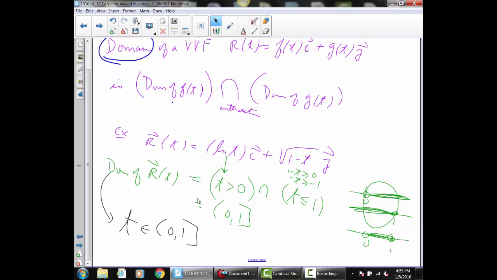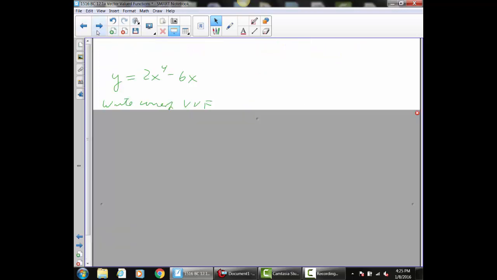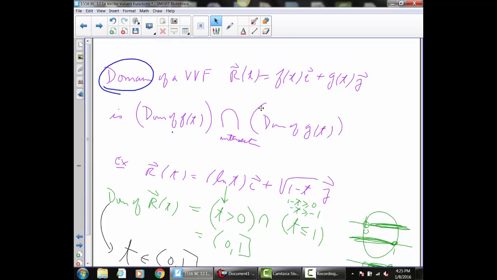The other interesting thing about the domain of the function is that it is in terms of t, no longer in terms of x. Keep in mind our vector valued functions are a function of t.